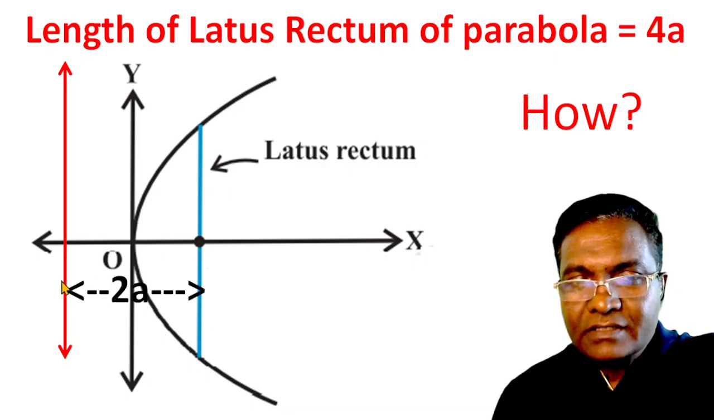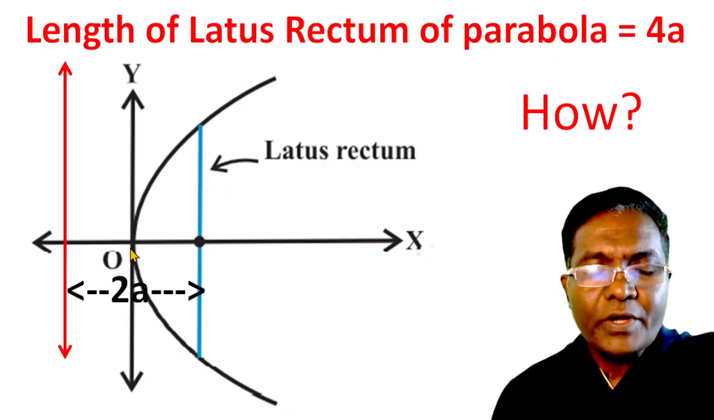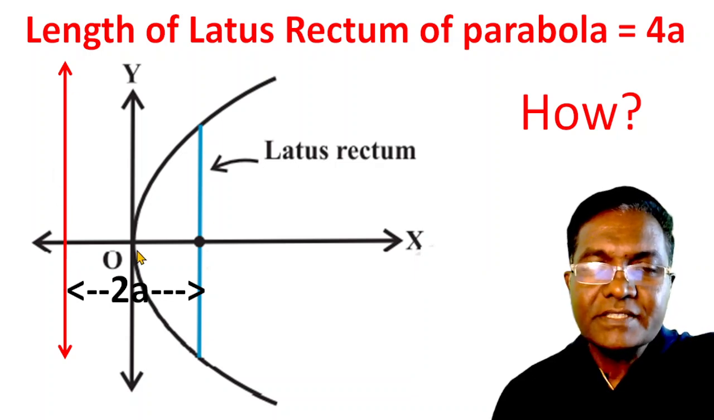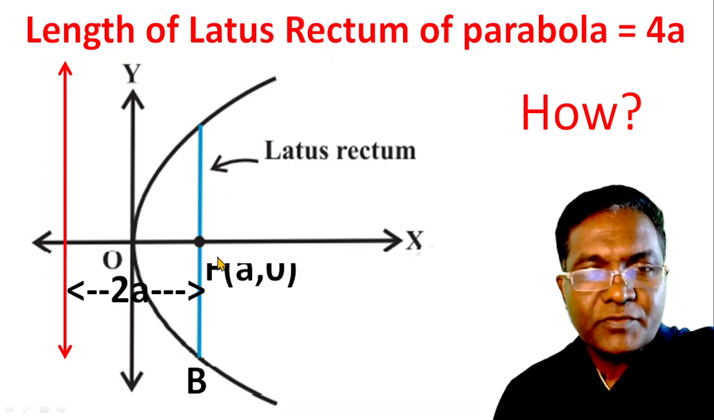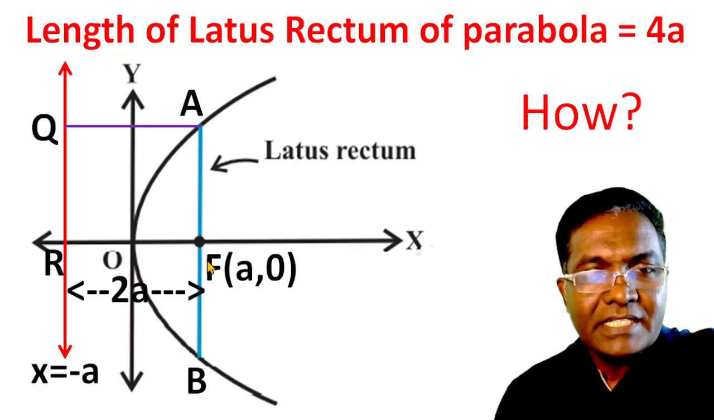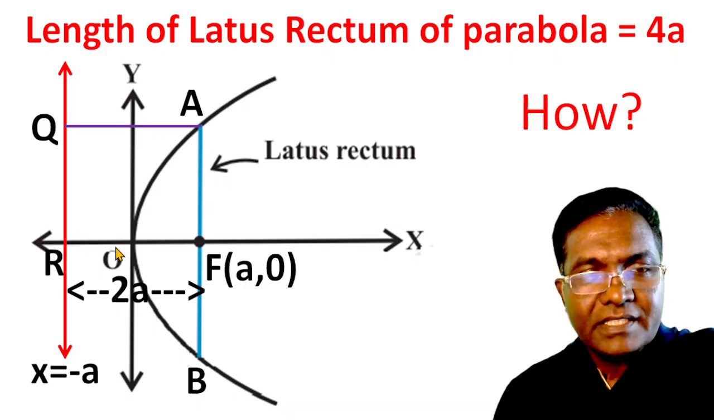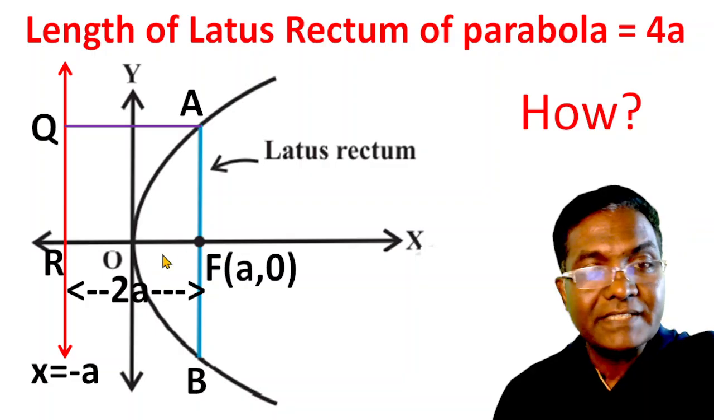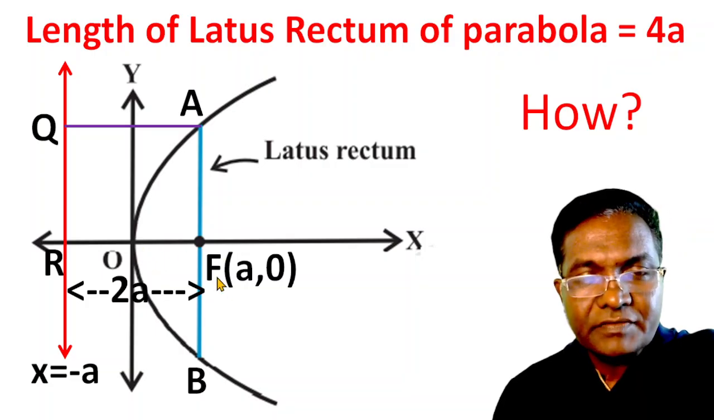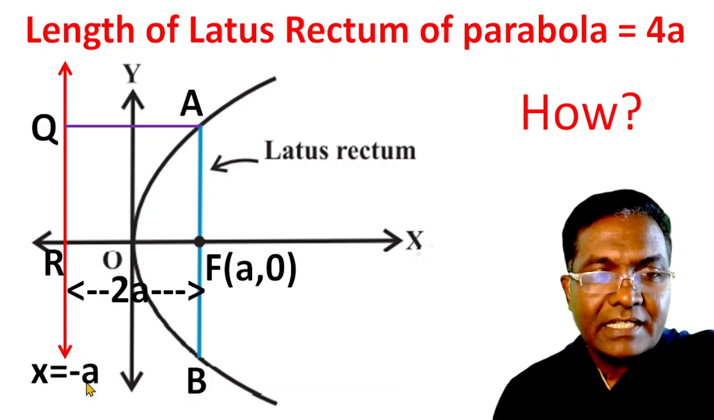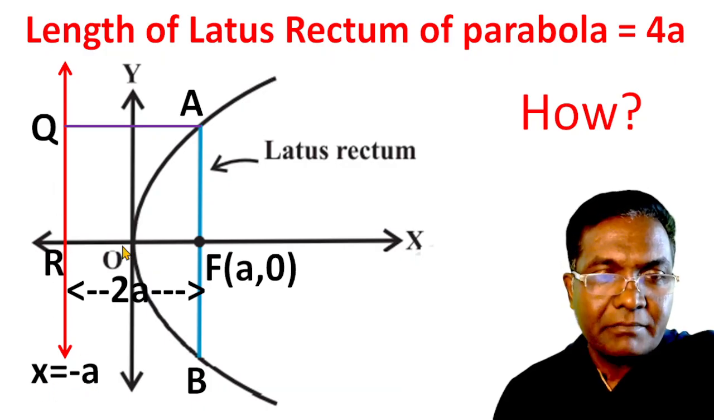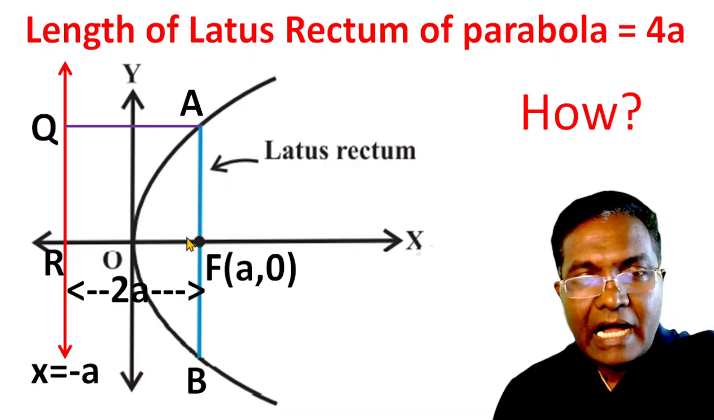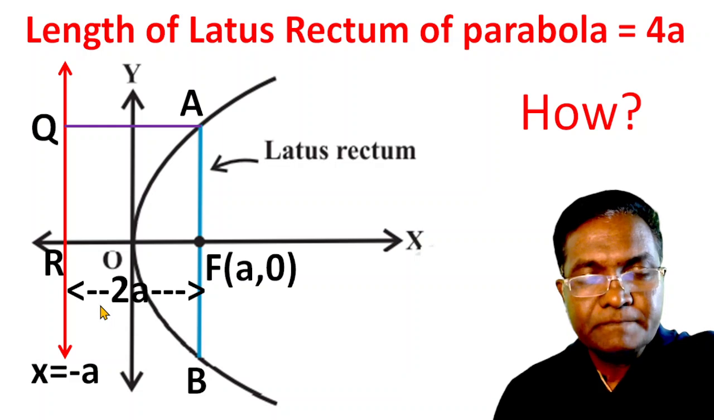We know that O is the center point between the focus and the point R. The distance of the directrix from the origin and the distance of the focus from the origin is always a. The coordinates of F are (a, 0) and the equation of directrix is x equals minus a. Means from here to here it is a units to the left of the origin. So that is why RF is 2a.